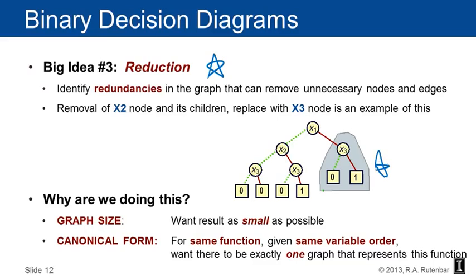Why are we doing this? Well, we're doing this for two extremely useful reasons. The first is graph size. I would like the resulting data structure to be as small as possible. Well, that makes sense, right? Why use more computer memory if I don't need it? But the second is that I really want a canonical form. For the same Boolean function, if you give me the same variable order, I want there to be exactly one graph that represents this function. And that's going to turn out to be a tremendously powerful idea if we can make that happen.